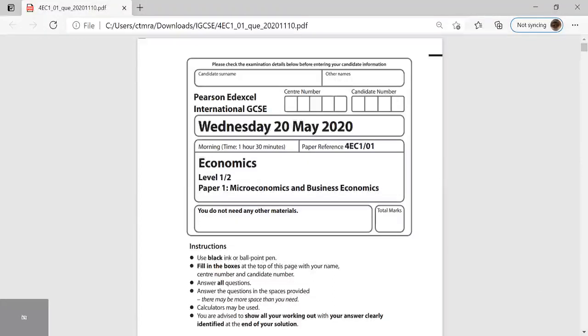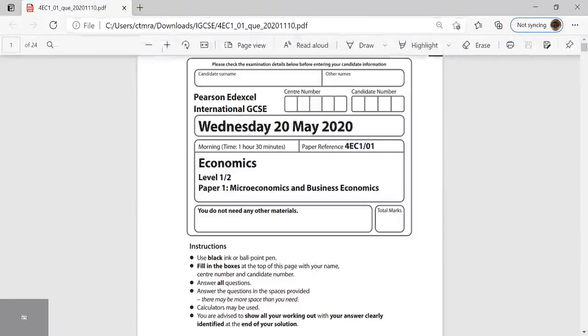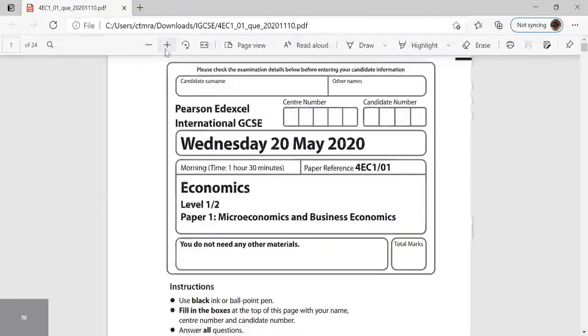Okay, so let's do a question paper today. It will help you to review and also prepare you for any kind of upcoming test or evaluation.